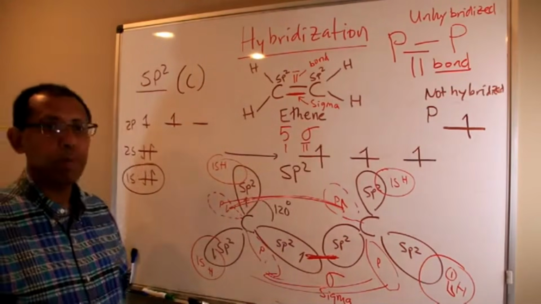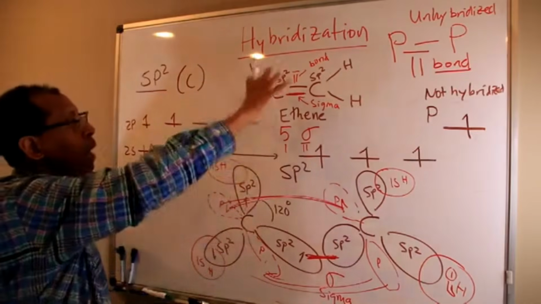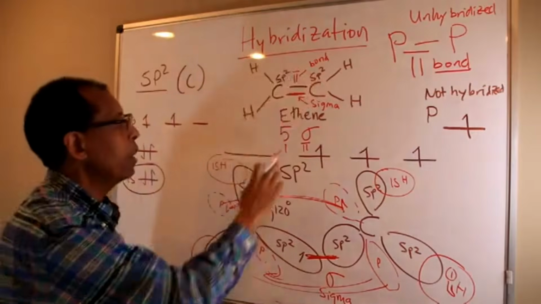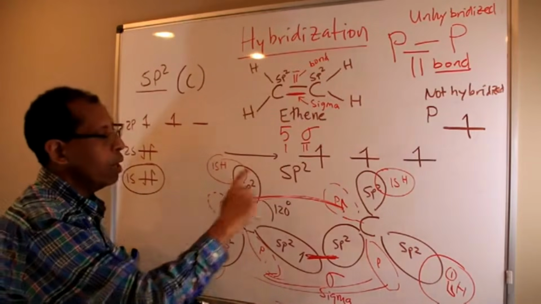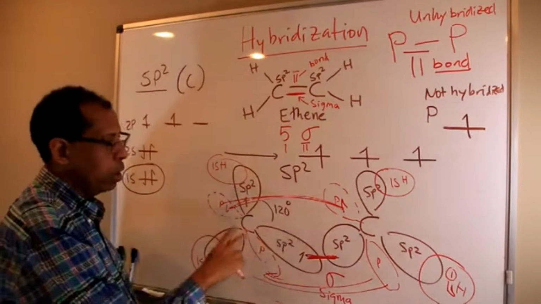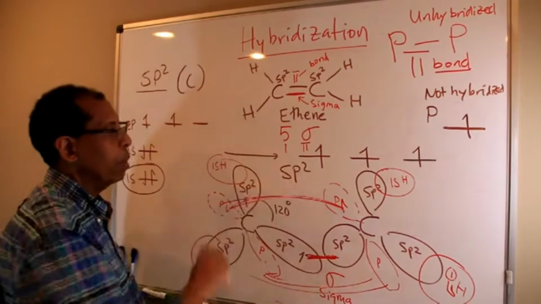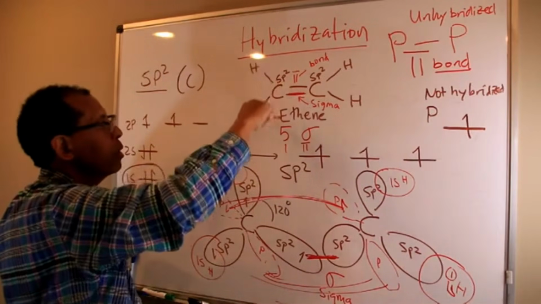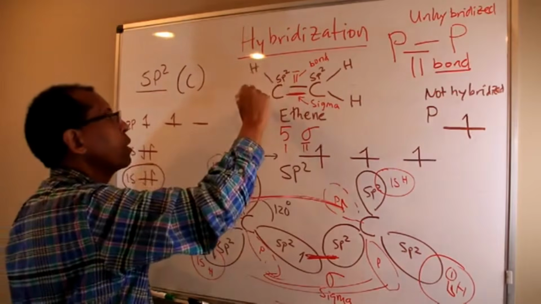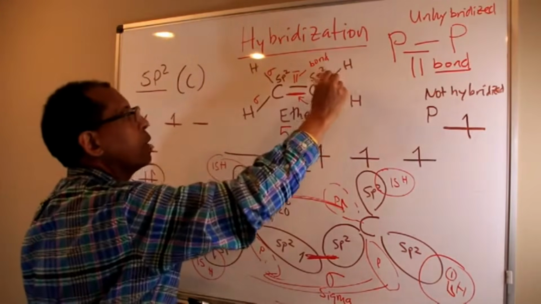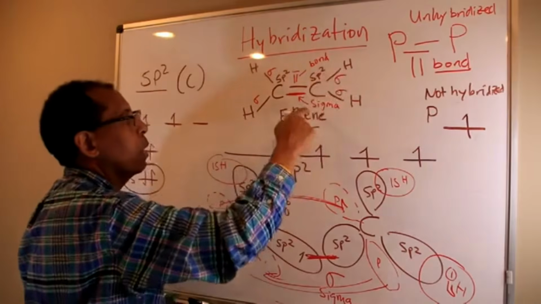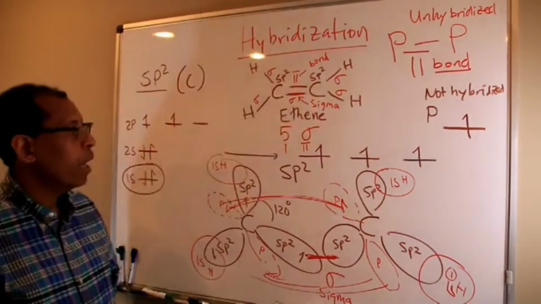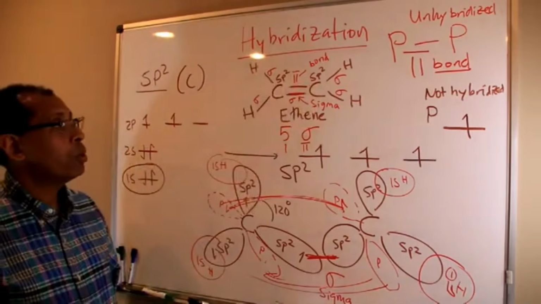So I want you to review this at home. An ethene or alkene is made of 1 pi bond, from the interaction between the p orbitals on each carbon, and 5 sigma bonds. Sigma is this bond, sigma, all of these are sigma, and this one is also sigma. There are 5 sigma bonds and 1 pi bond. I want you to review this.